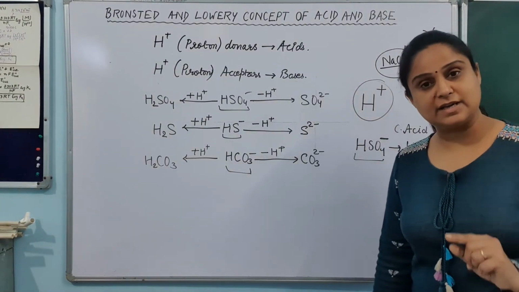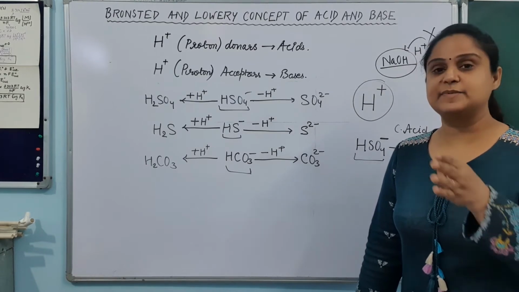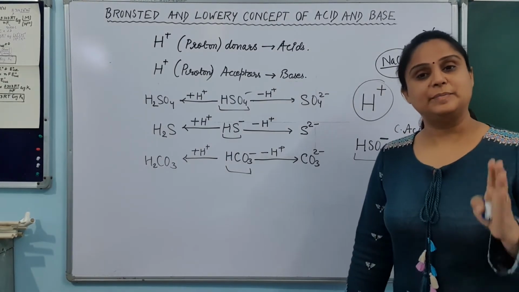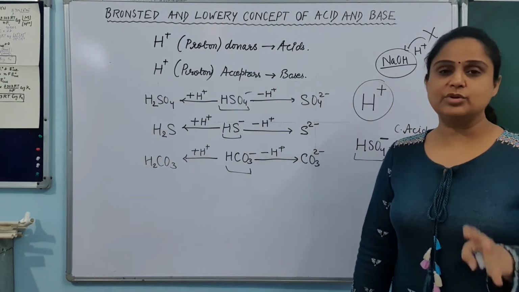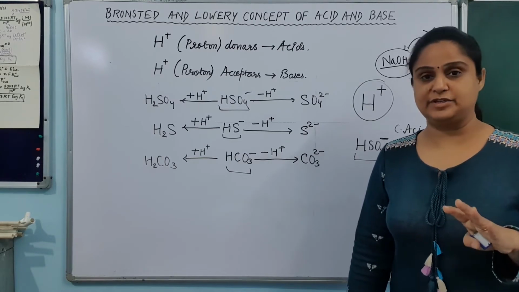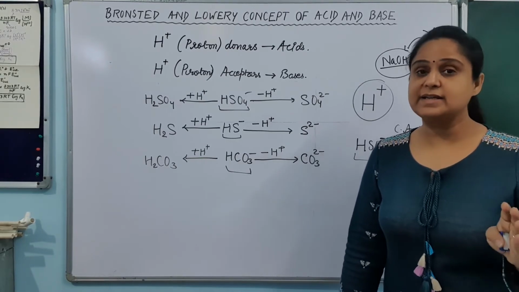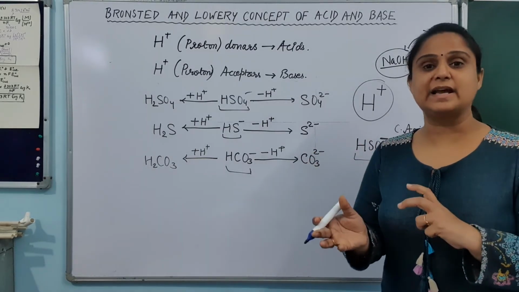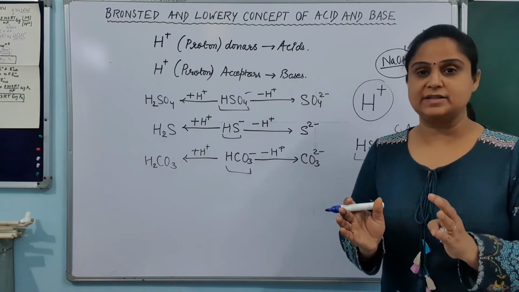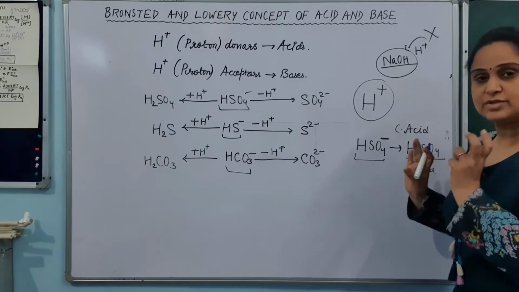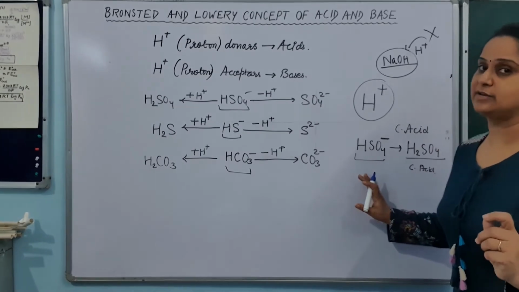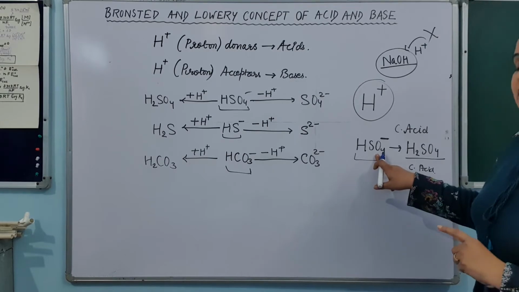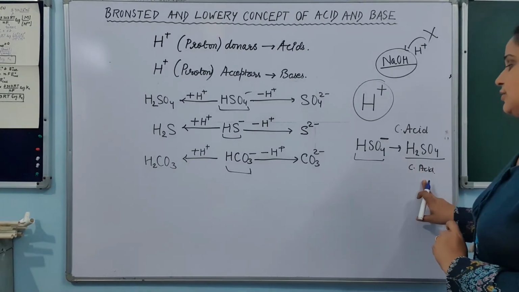The one with more H plus is the acid, the one with less H plus is the base. Do not compare two different species in different cases. As the case will differ, your species, your conjugate base and acid pair will differ. So don't compare the species. You just concentrate on the species they are talking about. So if I am concentrating on this one, then its conjugate acid is this.